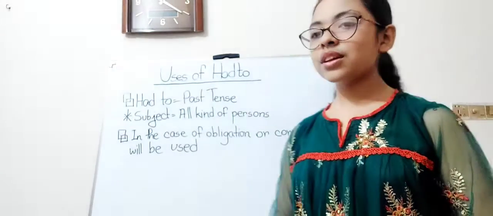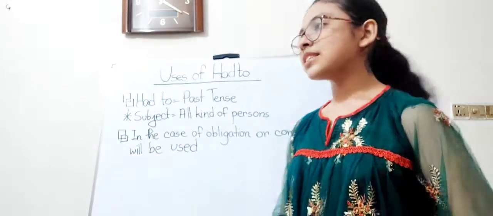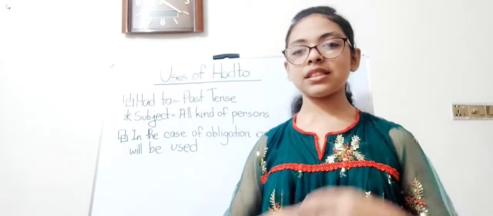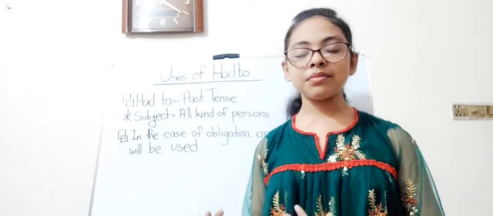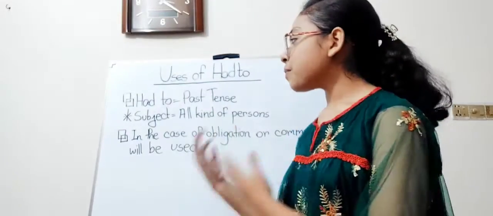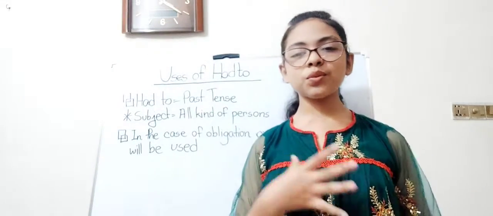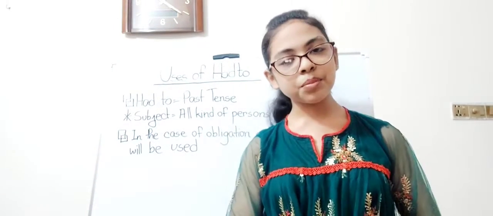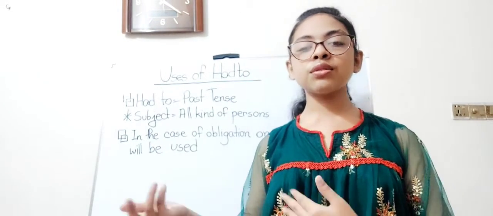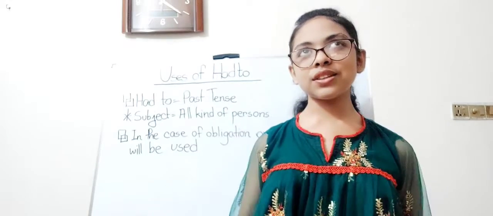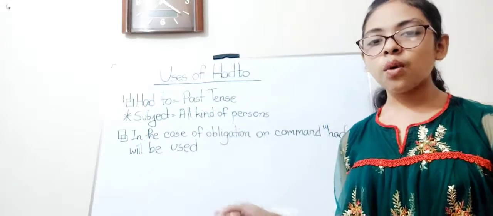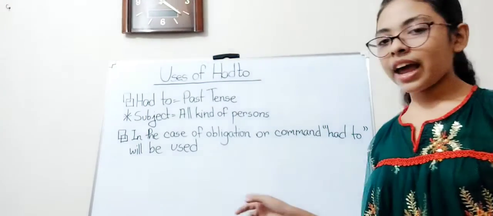First of all, we have to remember some things. "Had to" is basically used only for the past tense. We know past tense means something that happened in the past. As a subject, we can use every kind of person: first person, second person, or third person. That means I, we, you, they, she, he, it, or any names can be used here.